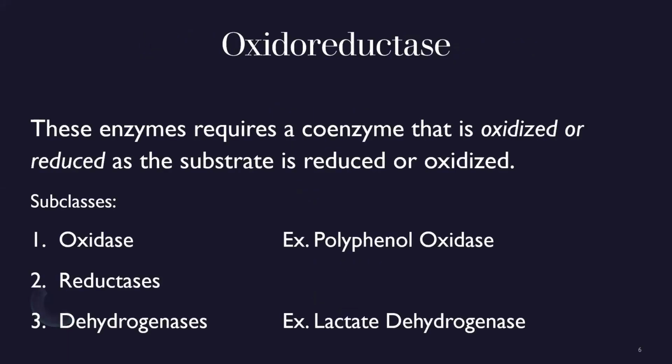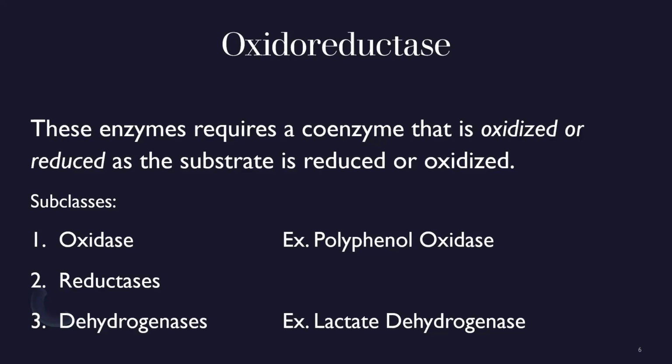Oxidoreductase. These enzymes require a coenzyme that is oxidized or reduced as the substrate is reduced or oxidized. So it always comes in pair. There is one that is oxidized and there is one that is reduced. For example, I have a coenzyme that is reduced and I have a substrate that is oxidized. So if this enzyme is to catalyze that type of reaction, it is called an oxidase, a reductase, or dehydrogenase.